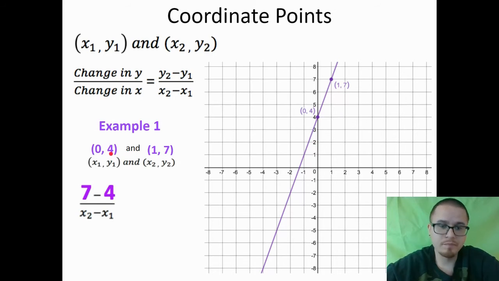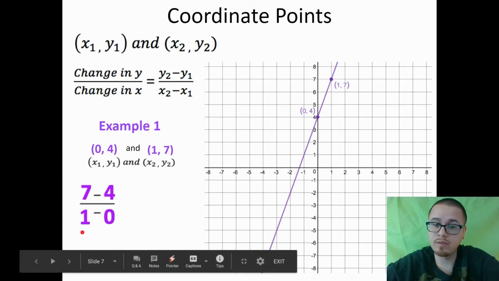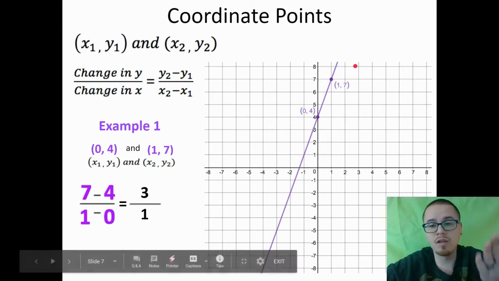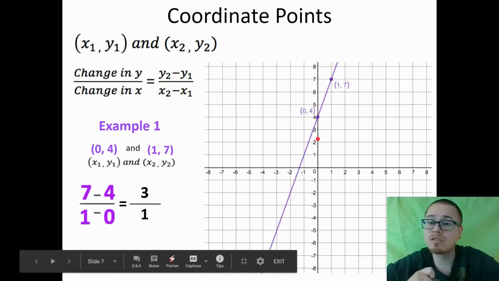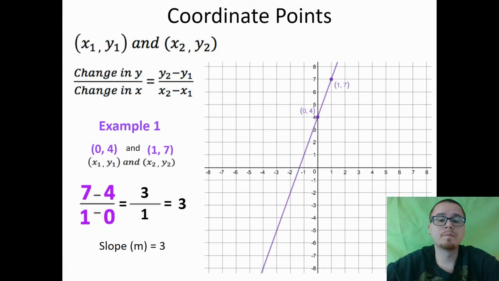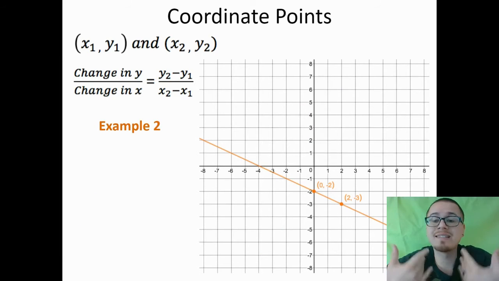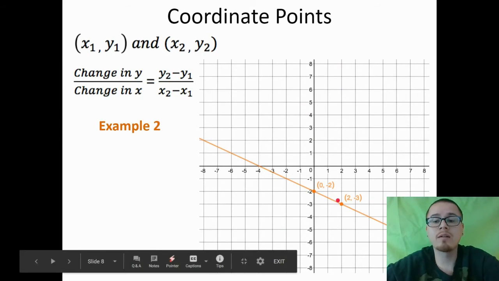7 and 4, and then should be 1 and 0. Do the math. 3 over 1. Positive slope. We keep working with the same line because I'm trying to show you the connection between all these things. Slope is 3. M. M is the letter for slope. Negative slope, same deal. Again, it doesn't really matter.